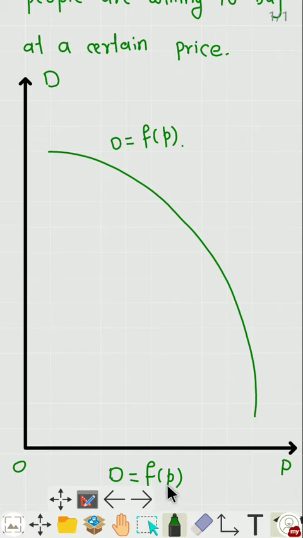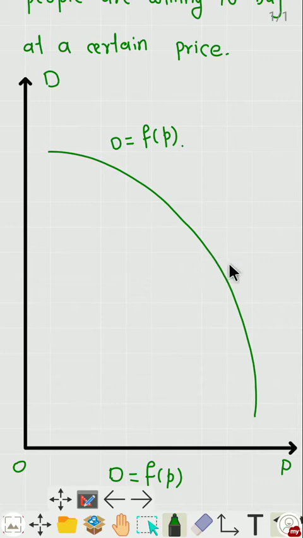Also, the law of demand states that if all other forces remain equal, then the higher the price of a good, the fewer people will demand it. Since the demand decreases when the price increases, the demand curve is a decreasing curve, as we see here in this graph.